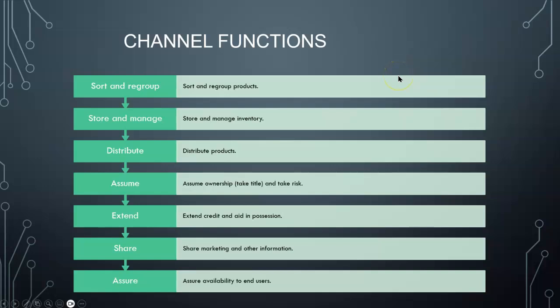What are the channel functions? So they sort and regroup products, store and manage inventory, distribute products, assume ownership, take title and take the risk, extend credit and aid in possession, share marketing and other information, assure availability to end users. So just remember these words right here maybe during a quiz.